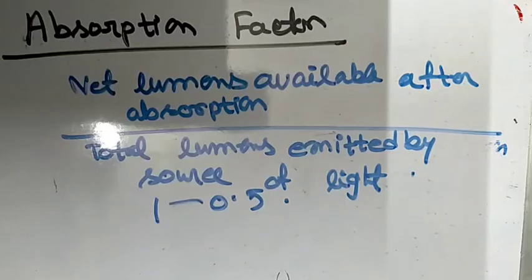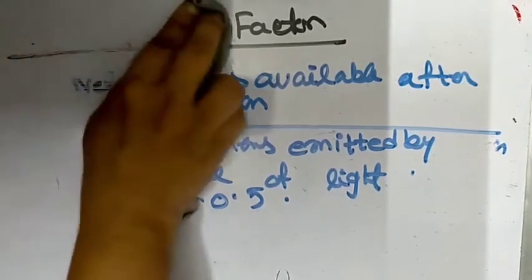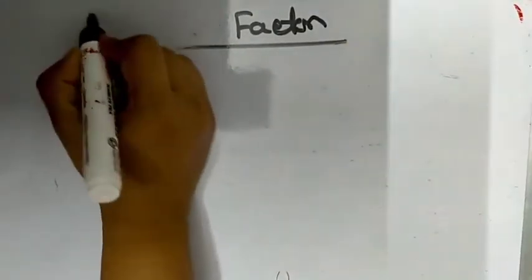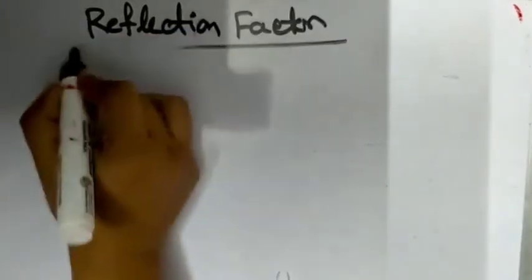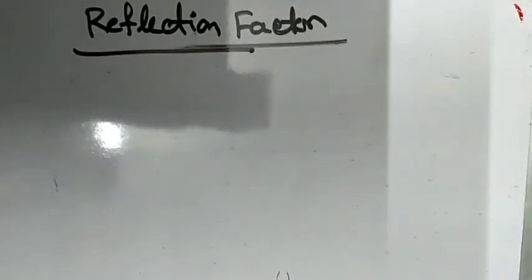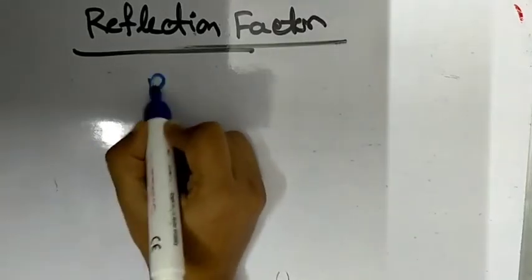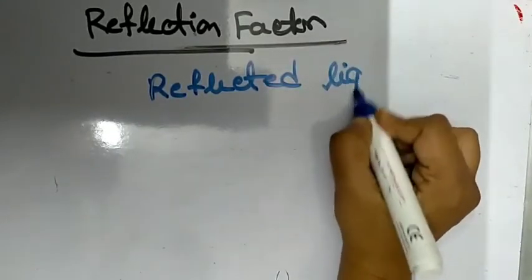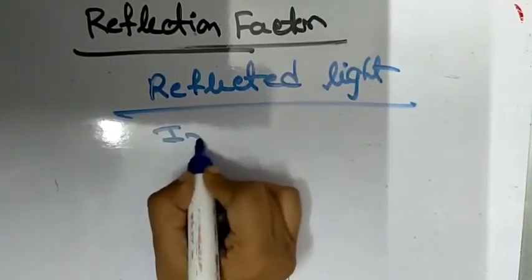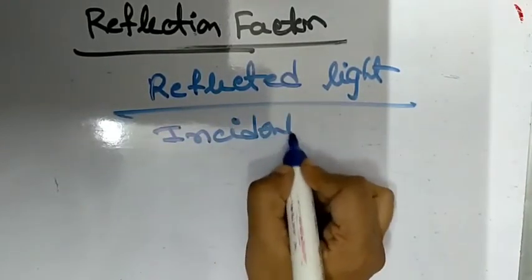Next is reflection factor. All the light incident on a reflecting surface is not reflected. Some portion of the same is absorbed by the surface. So, reflection factor is the ratio between reflected light by incident light.